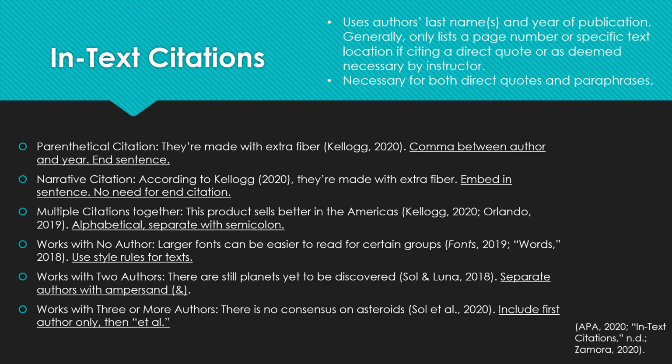If the information you're citing was found in multiple sources, then you would cite all of them in the same parentheses set, alphabetically, and separated by a semicolon. For works with no author, you would cite the title of the source and the year only. When you're citing a publication with only two authors, you can separate them with an ampersand. As I've already mentioned, works with three or more authors immediately require listing the first author's last name followed by et al.